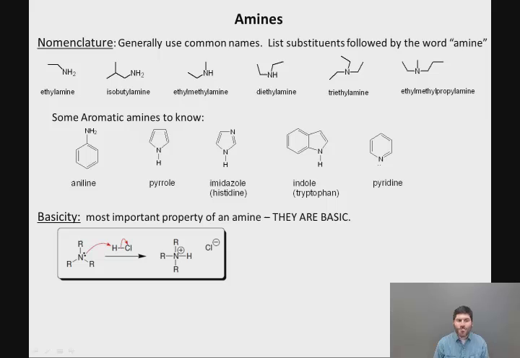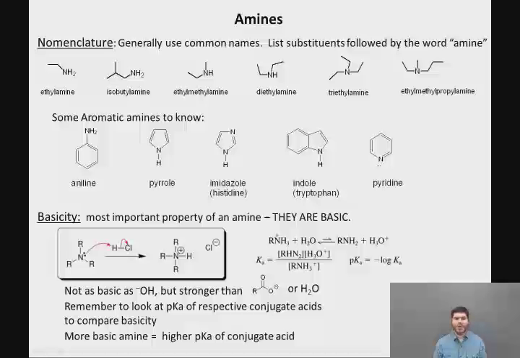The most important property of an amine is that they are basic. I am showing here the acid-base chemistry. If we take an amine and react it with hydrochloric acid, the lone pair picks up a hydrogen and you make the protonated amine. Amines are not as basic as hydroxide, but they are stronger bases than either acetate ion or water. And of course, you need to look at the pKa of the conjugate acid in order to be able to compare basicity. So remember the acid-base equilibria that are involved.